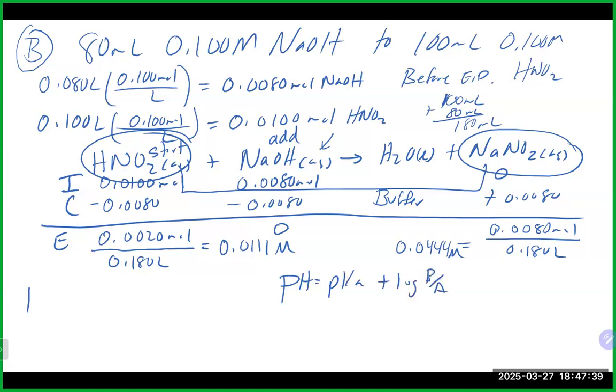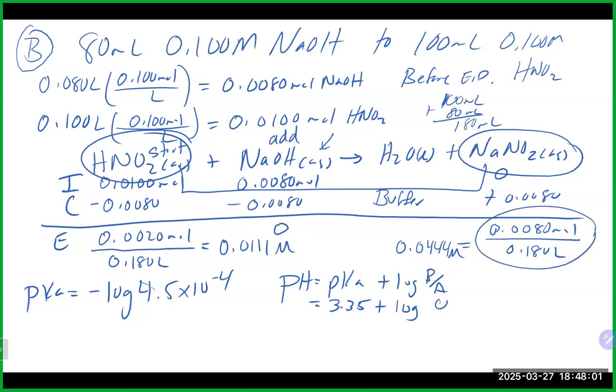So pKa equals minus the log of the Ka, 4.5 times 10 to the minus 4. That's 3.35, plus the log of our base. Once again, it is the salt that's our base, so we're going to go 0.0444 divided by 0.0111.